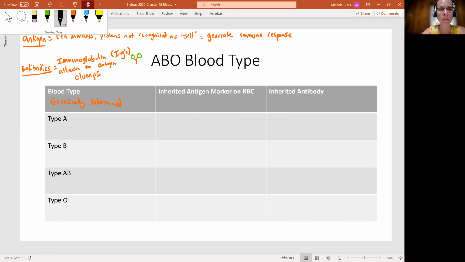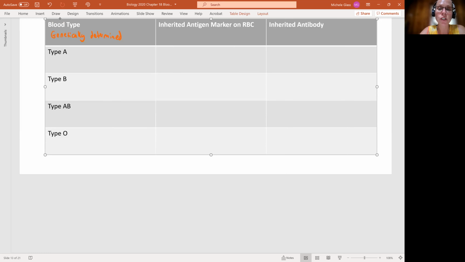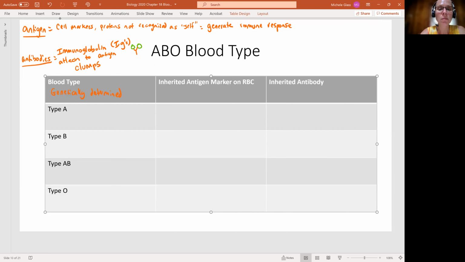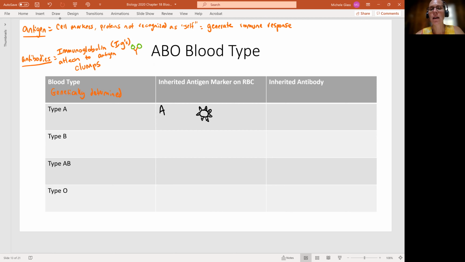So let's see what we can do here to fill in our table. Let's start with type A. If you're blood type A, what that means is you have inherited the antigen marker, what we can call A. So what I like to do is just kind of imagine my red blood cell. I'm going to draw a circle and, hanging off the outside of my red blood cell, I'm just going to put a bunch of letter A's to represent this idea. But then you also inherit an anti-B antibody. This means automatically you recognize A as self and B as foreign.